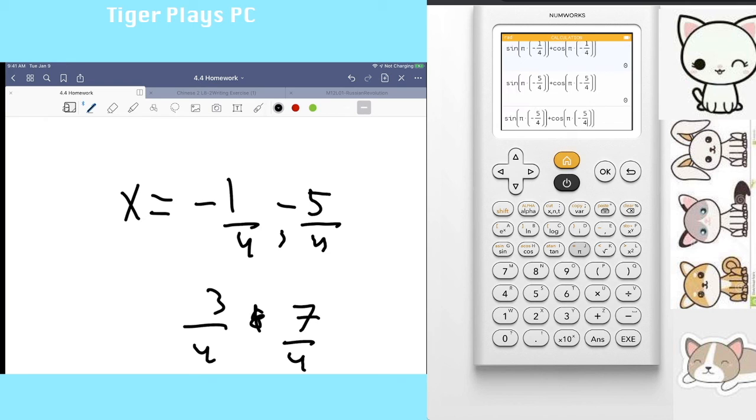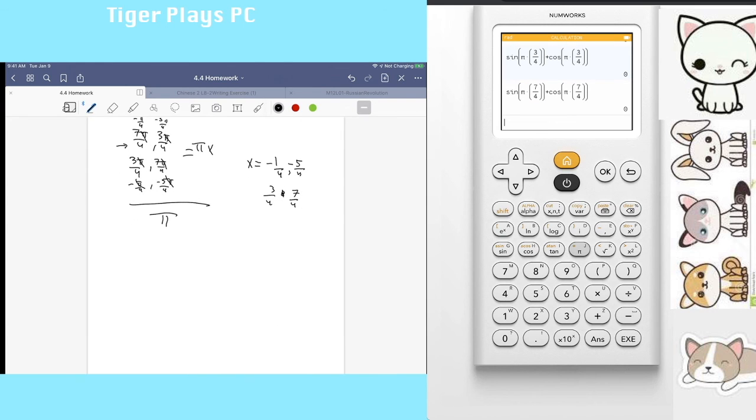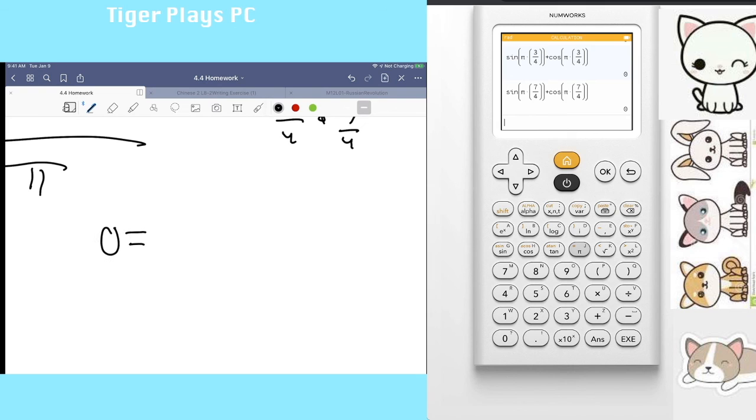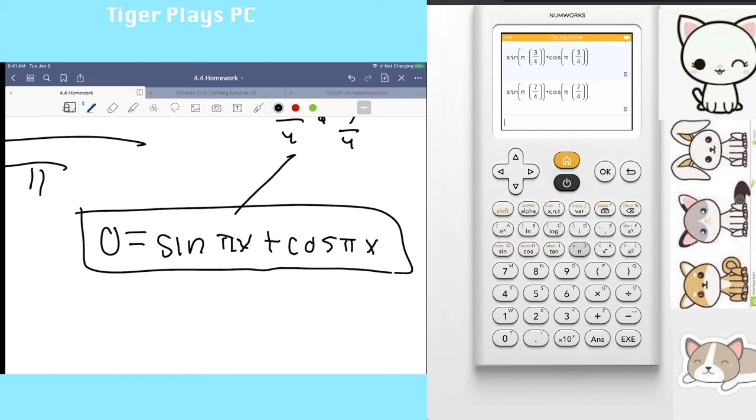Awesome. And voila. And that's how we concluded that the answers for 0 equals sine pi x plus cosine pi x are these answers. Let me rewrite that just a little more clear. 1/4, negative 5/4, 3/4, and 7/4.